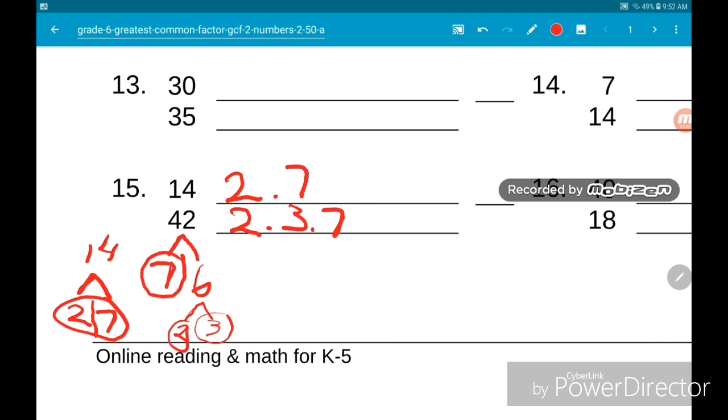Okay. Great. What numbers do they have in common? Well, they have the 2. Circle the 2, top and bottom. And they have a 7. Circle the 7 on the top and bottom. So the greatest common factor, put GCF. Greatest common factor, 2 times 7. What is 2 times 7? 14. So right there, put 14.